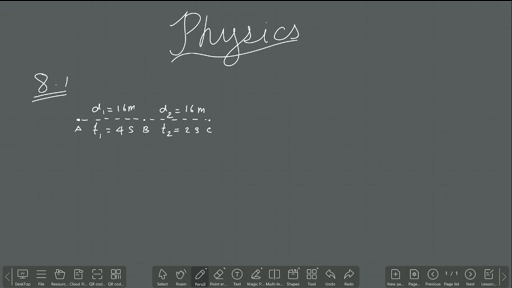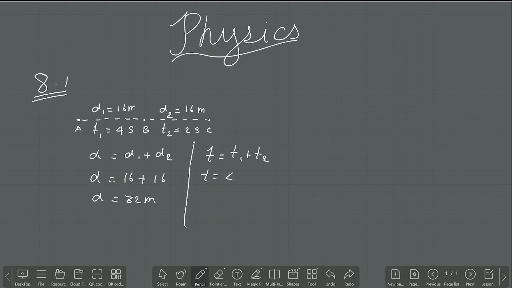First let us calculate the total distance covered by the object. So D is equal to D1 plus D2. What is the value of D1? 16 plus 16. So D is equal to 32 meter. Like that, calculate for T also. T is equal to T1 plus T2. What is the value of T1? 4 plus 2. So T is equal to 6 seconds.